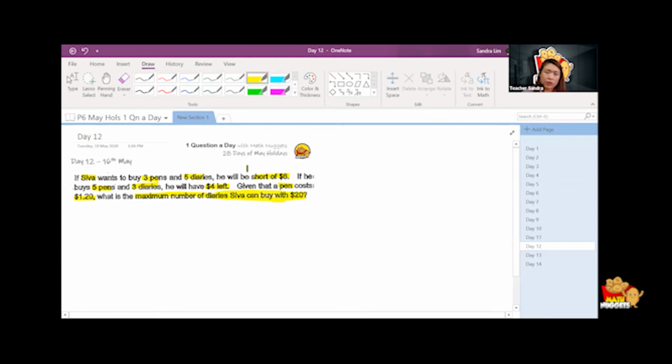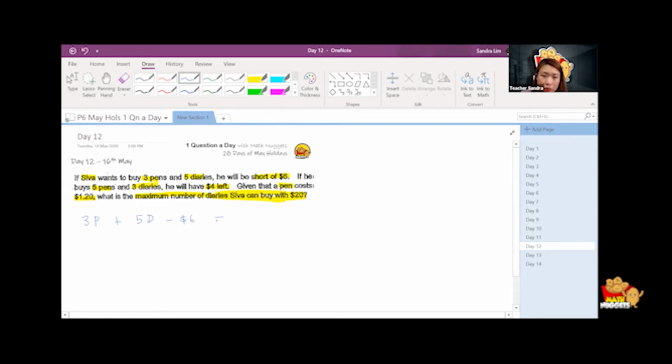Okay, so we have 2 scenarios here. If this, he'll be short of 6. If that, he'll have $4 left. But both scenarios will be equals to the amount of money that he has, right? So I'm just going to write them down as an equation, and I'm going to put an equal between them. That means first scenario equals to second scenario. So just writing down what the question is saying. So 3 pens plus 5 diaries, he doesn't have enough money. Short of $6, so his money is like that.